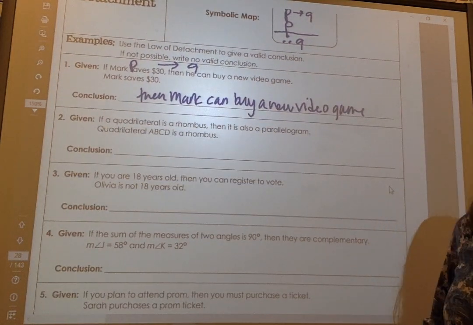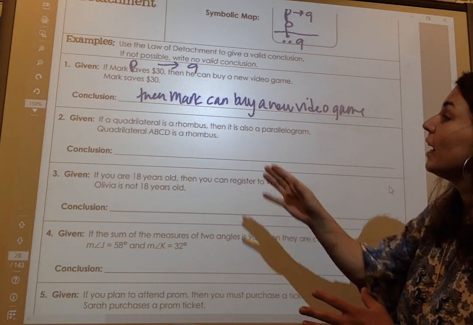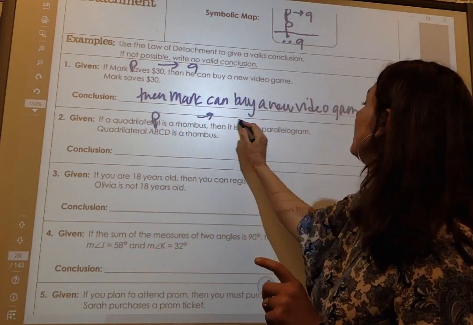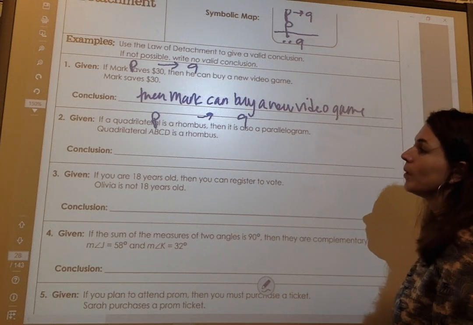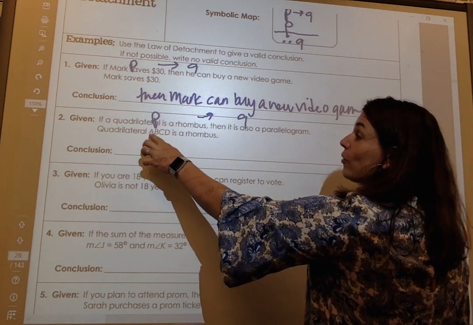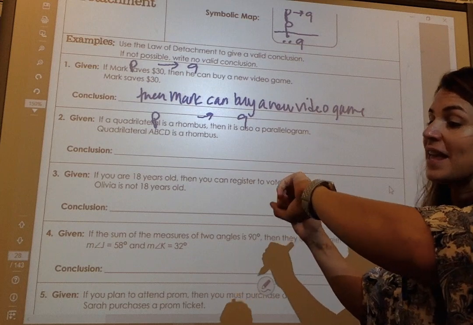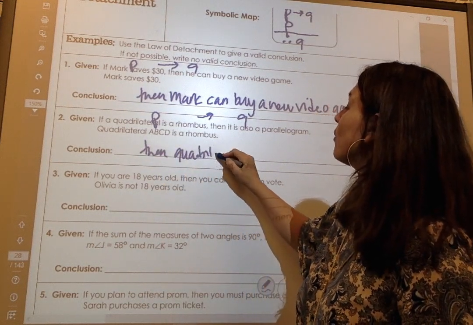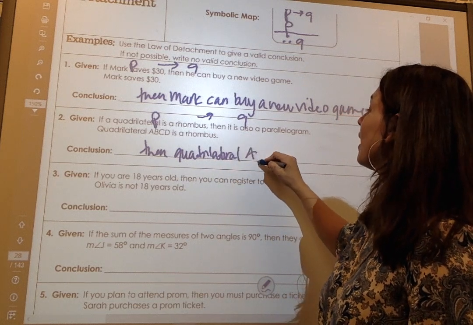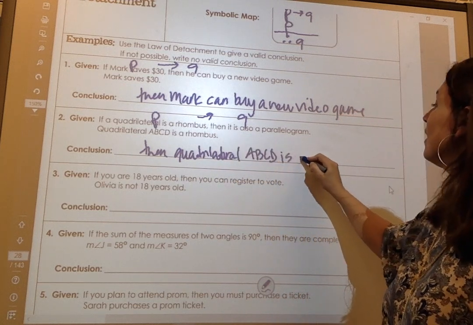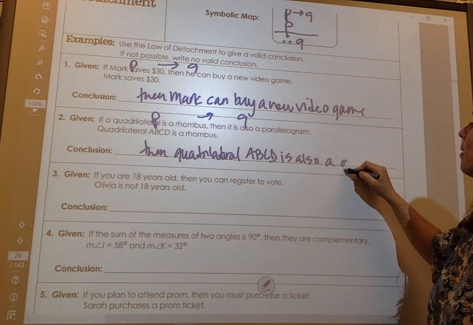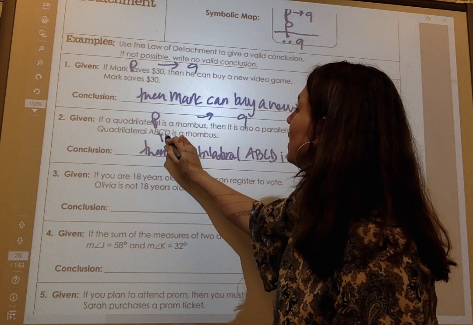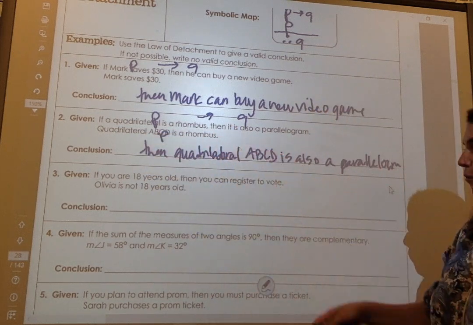Number 2, given if a quadrilateral is a rhombus, there's my P statement, then it is also a parallelogram. Quadrilateral ABC is a rhombus. Then quadrilateral ABC is also a parallelogram because it gave me P. So if it gave me P, therefore Q is true.